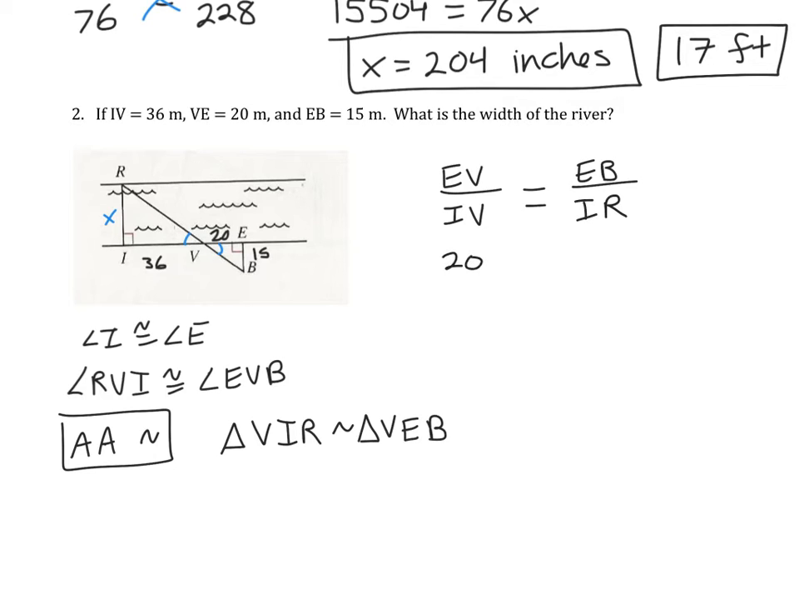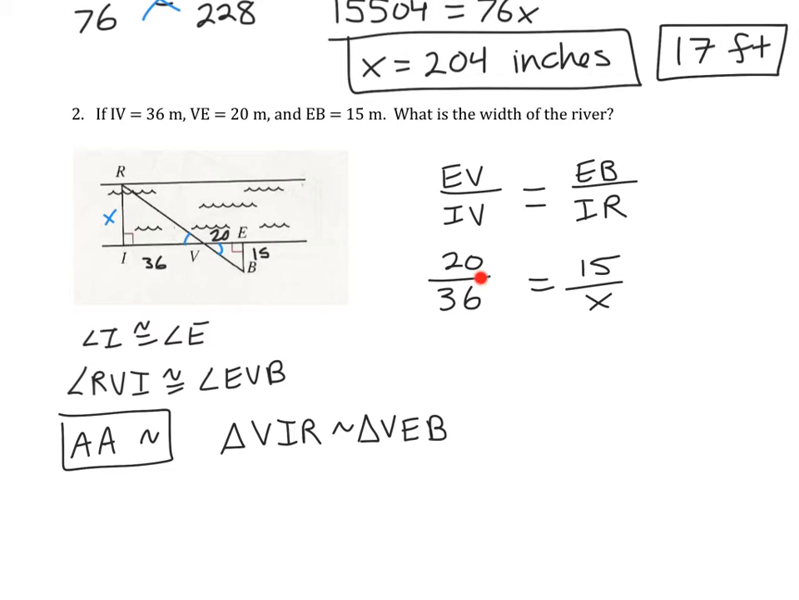So EV is 20, IV is 36, EB is 15, and IR is x, what we are trying to solve for. So one option when you have a proportion and you're solving for x here, we can go straight to cross multiplying, but if you notice that one of your ratios can be simplified, you can actually do that first, and it might make your job a little bit easier.